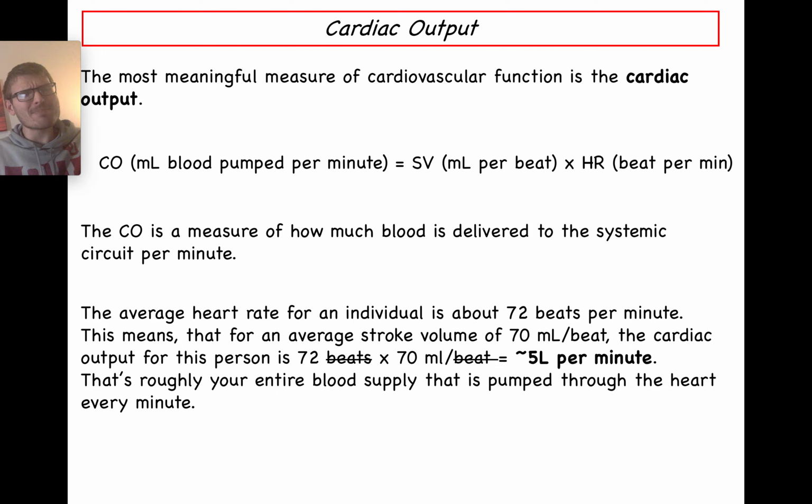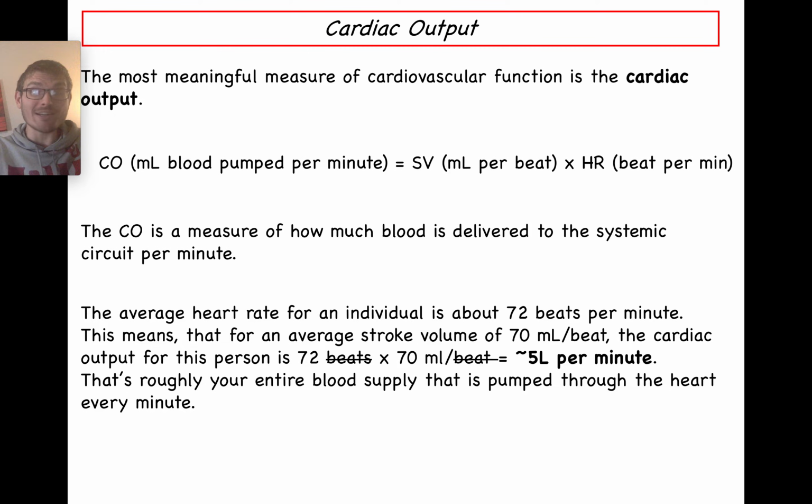So let's plug in some figures here. Let's have kind of a liberal estimate here. Let's say the average heart rate for someone is about 72 beats per minute. Maybe a little high, but let's just go ahead and say that. So what this means is that if someone has a stroke volume of about 70 milliliters per beat, the cardiac output would just be the product of those two numbers, 72 times 70, which would be about 5 liters or 5,000 milliliters per minute.